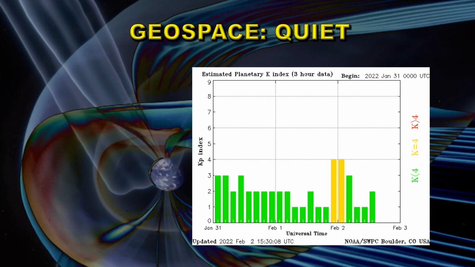As I said earlier, geospace is quiet. This is the planetary K index, and it's dropped to 2 at the moment. However, there is some expectation that it will get more active this evening or tomorrow.